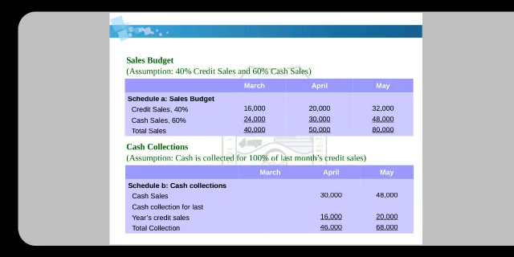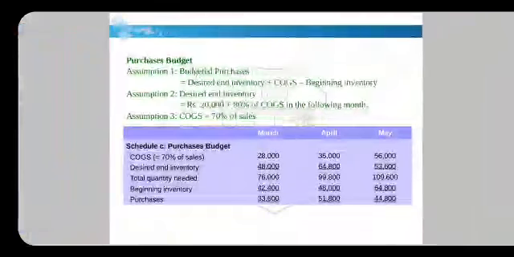So 30,000, that is the cash sales of April, plus 16,000, that is the credit sales of March, will be a total of 46,000. And 48,000, that is the cash sales of May, plus the credit sales of April, that is 20,000. So 48,000 plus 20,000 will be 68,000. So total collection for April is 46,000 and for May it is 68,000.